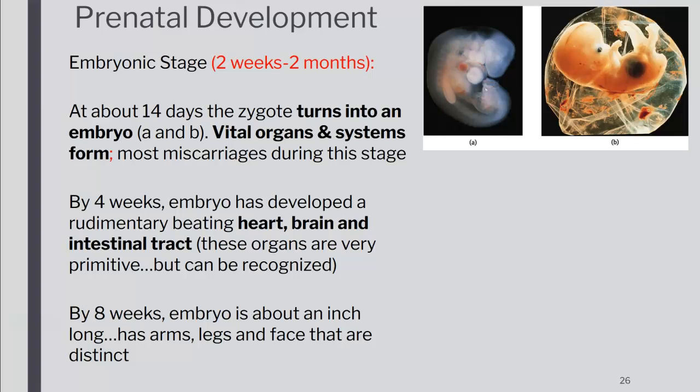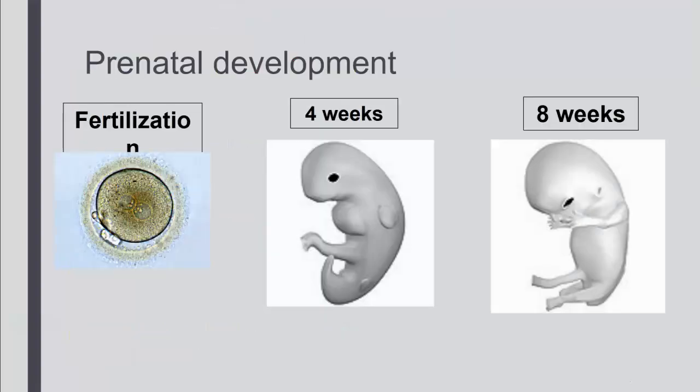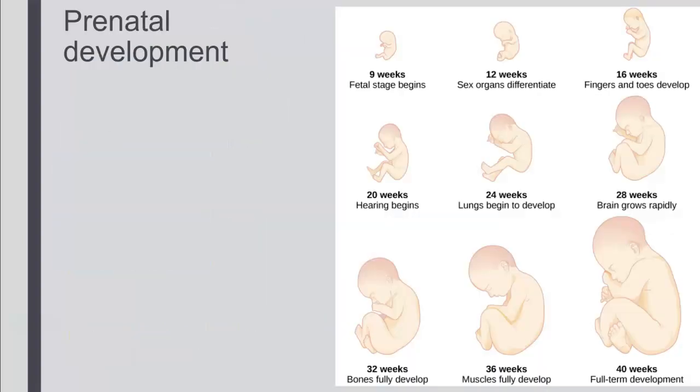The next stage is the embryonic stage from 2 weeks to 2 months. So the baby is known as an embryo at that point. This stage is important because it's when your organs and vital systems are developing. If things are not developing well, this is the stage where miscarriages happen, where the baby stops continuing to develop.